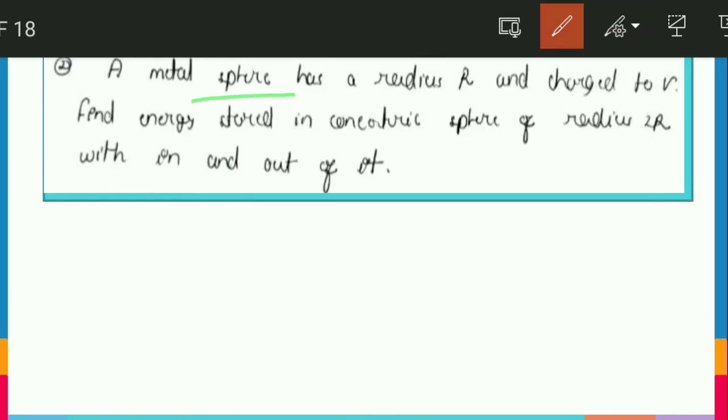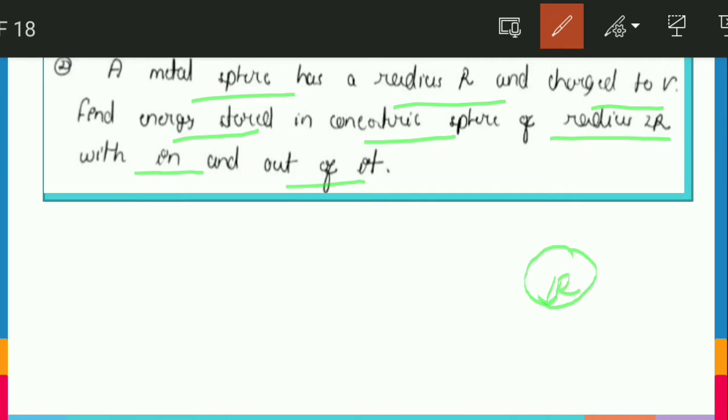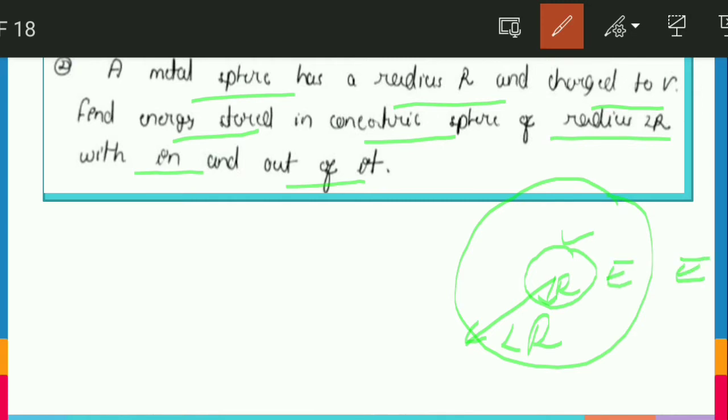It says a metal sphere has a radius r and is charged to potential V. Find the energy stored in the concentric sphere of radius 2r within and outside of it. So friends, let me draw the figure. So we have a sphere, its radius is r and it is charged to potential V. Now a concentric sphere of radius 2r encloses it, and we have to find the energy inside and outside. So let's say this is E1, this is E2.